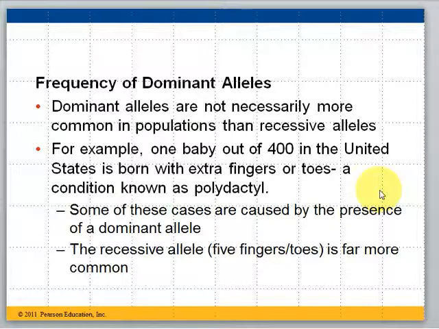So in some cases, polydactyl is caused by a dominant allele. What that says is the recessive allele, having 5 fingers and toes, is far more common, because 399 out of 400 people will have only the 5 fingers and toes, and that is caused by a recessive allele. So don't think that recessive means least common or dominant means most common. Sometimes that is the case, but that's not necessarily the case, and that's not exactly what it means. We'll talk about how natural selection affects the relative frequency of certain alleles in a population, and we're going to talk about that more in chapter 23.